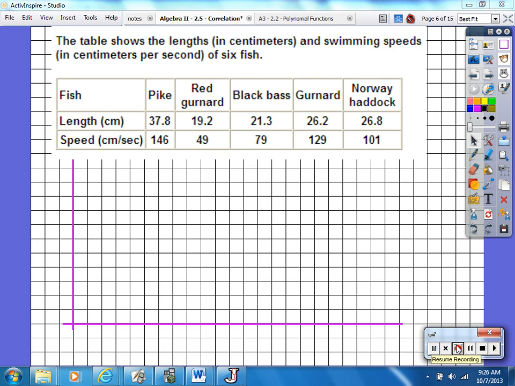So here I've got fish, and I've got the length of the fish and the speed of the fish, and I want to see is there any sort of correlation. We're going to graph this. So what are some necessary things in order to make this scatter plot? What are some things your teachers have made you do in the past?